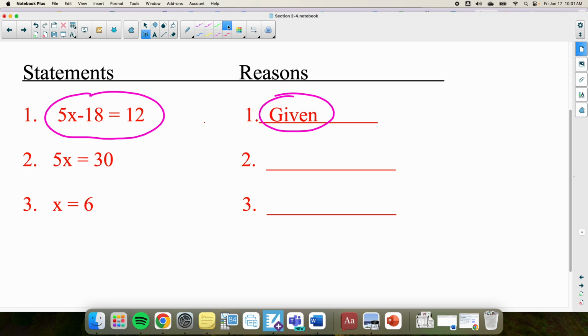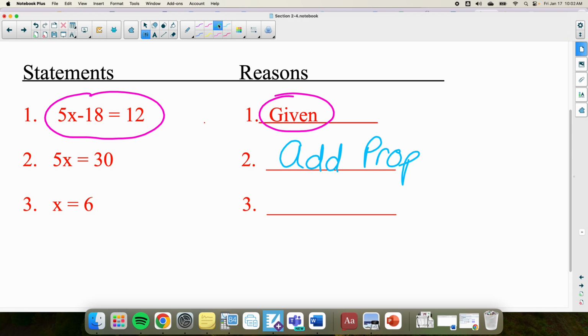Alright? Then, from here to here, what do we do? If you're solving, what did they do? They added 18. Do you get that? They added, right? Do you guys get that? So if they added, it's addition property. So you got to think about it. If you were solving this in algebra, what would you do to this in the first step to solve it? You'd add 18, and then you'd get 5x equals 30, so that's addition property, okay?